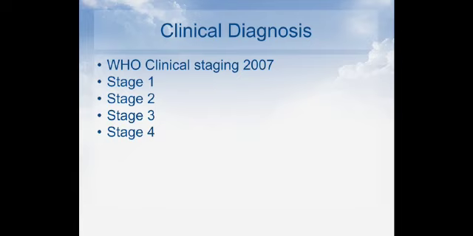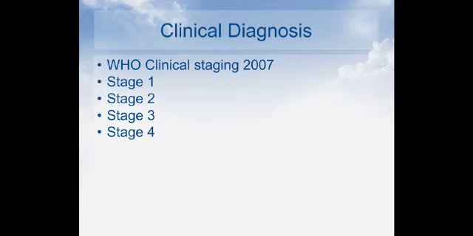Now, clinical diagnosis. WHO in 2007 has staged clinical diagnosis of HIV into stage 1, 2, 3 and 4, wherein stage 1 is the asymptomatic stage and the persistent generalized lymphadenopathy. So, if you see a patient who is asymptomatic but positive for or reactive to the antibodies, or he has persistent generalized lymphadenopathy, he will be stage 1 of WHO clinical classification.